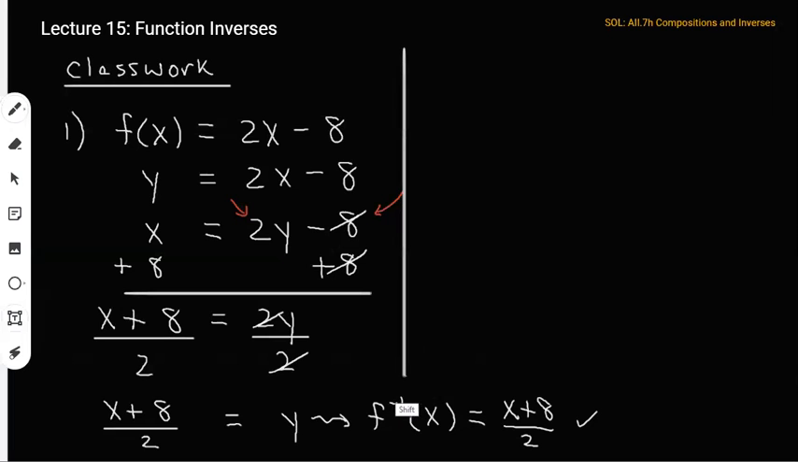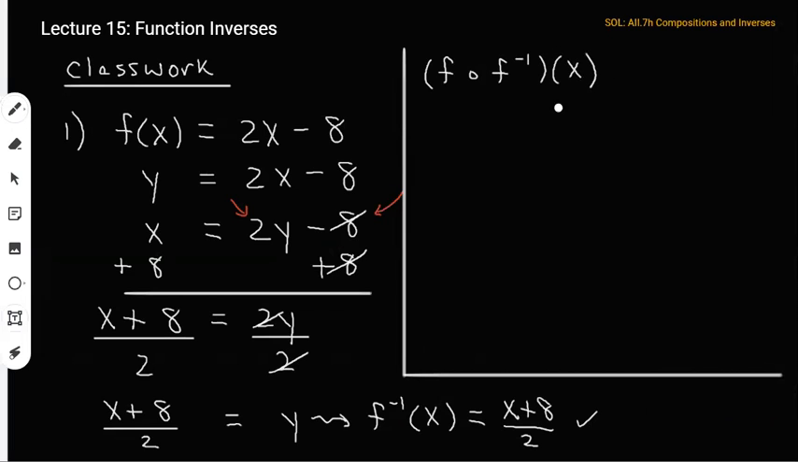Okay. So the last thing that we're going to do is verify that these 2 functions are inverses of each other. So what I need to do is compose them together. I'm going to take f and compose it with f inverse. What this is going to do is take the inverse function and put it inside of the regular function. So the composition is going to look like this. Now my inverse function, I'm going to put on the inside: x plus 8 over 2.